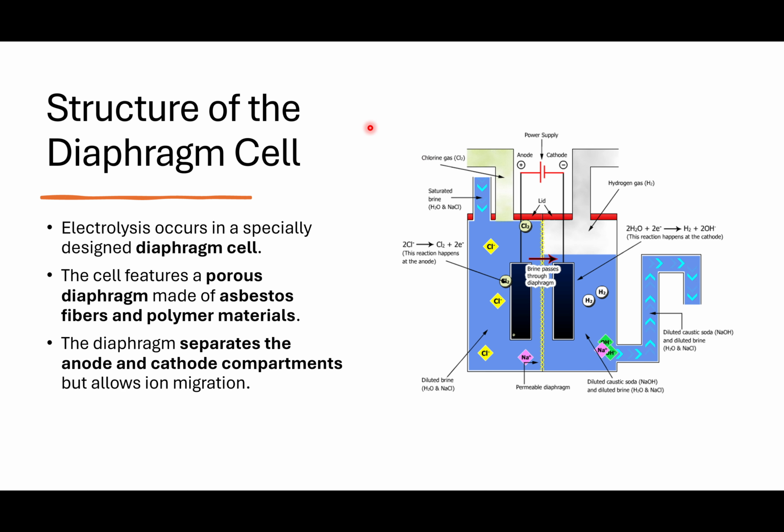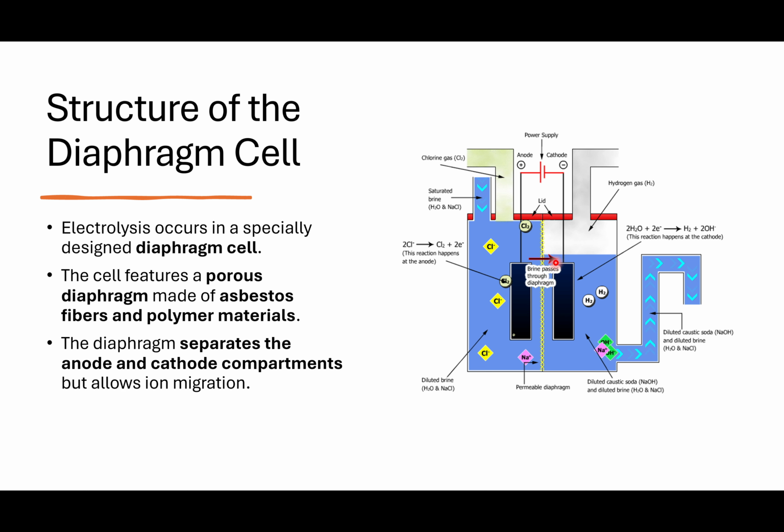So we introduce the brine, then we oxidize the chloride at the anode to produce chlorine gas. That is what we have there, which is fine so far. Okay, lovely.